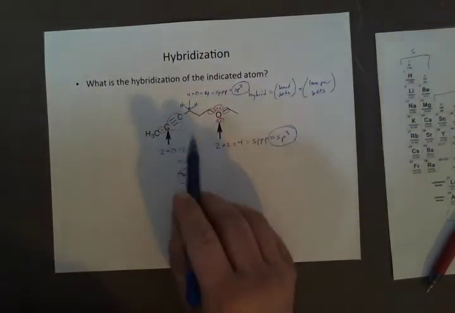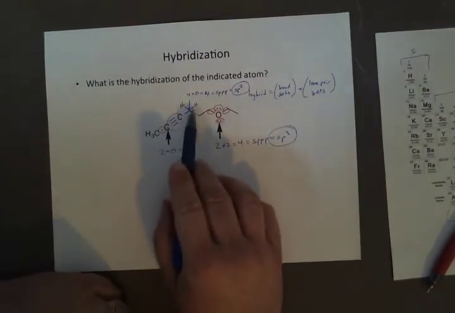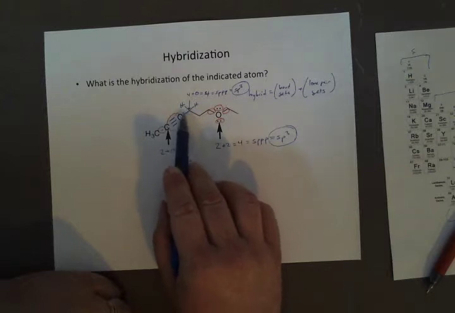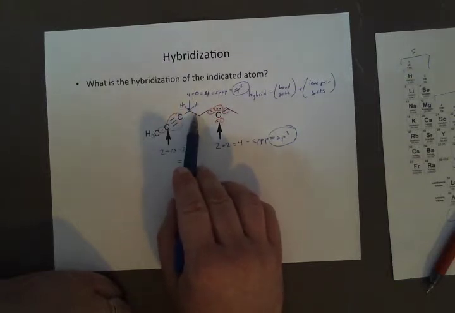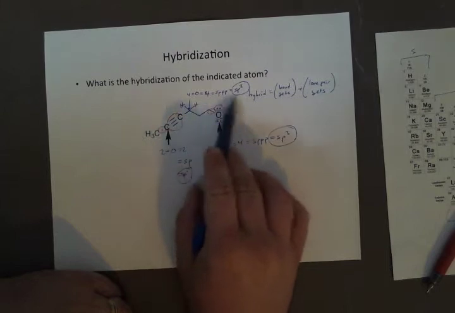So don't let the skeletal structure confuse you. There's still 4 bonds to that carbon. They just all happen to be single bonds, so it's sp3.